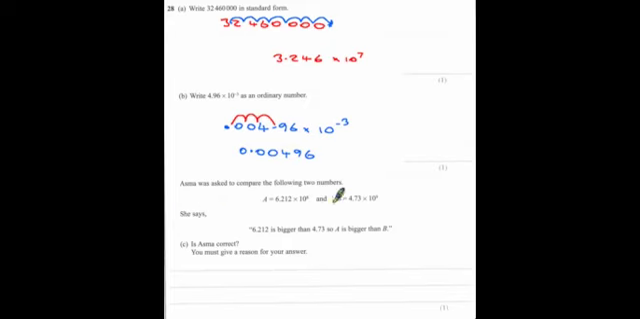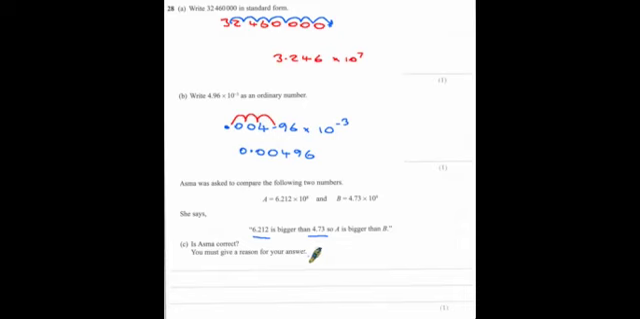Asma was then asked to compare the following 2 numbers. A is 6.212 times 10 to the 8 and B is 4.73 times 10 to the 9. Now she says that because 6.212 is bigger than 4.73, A is bigger than B. Is she correct, and what is our reason?